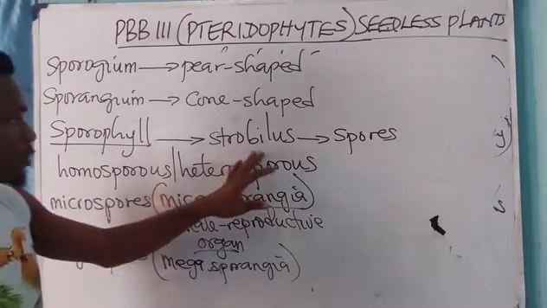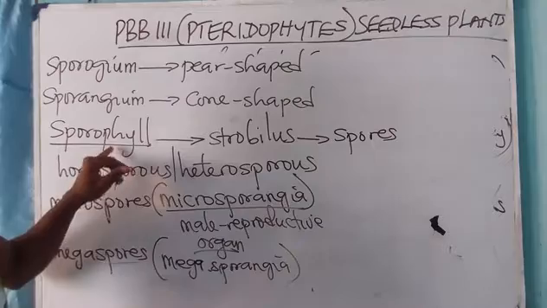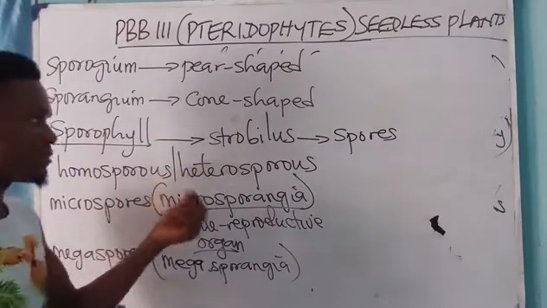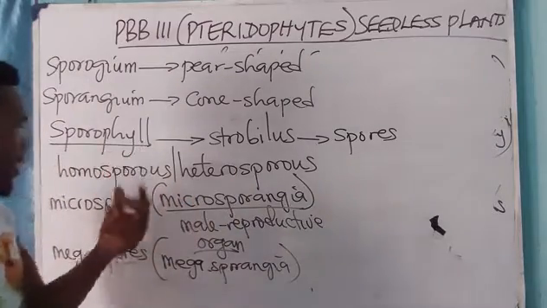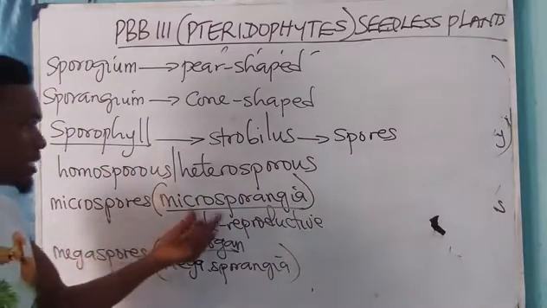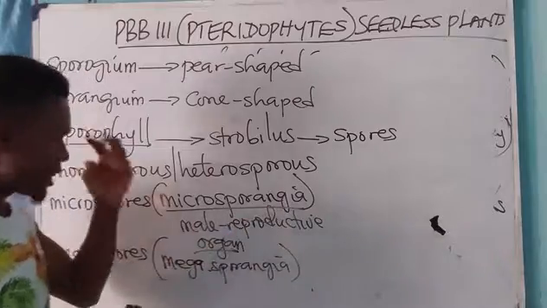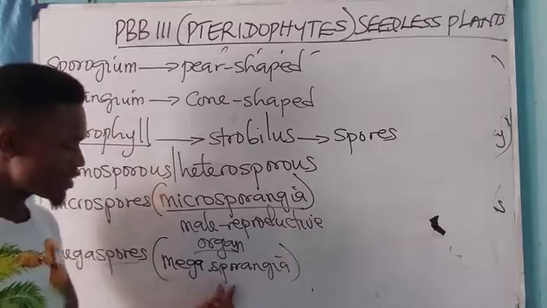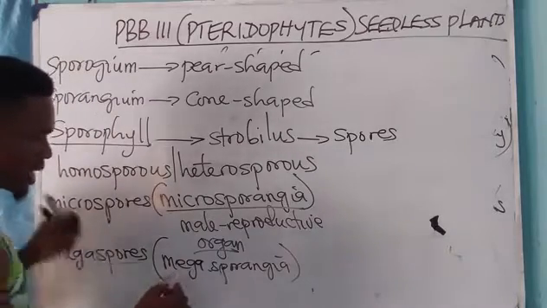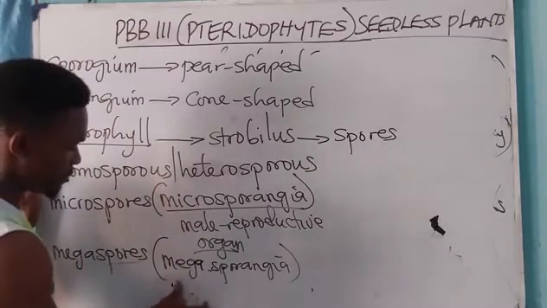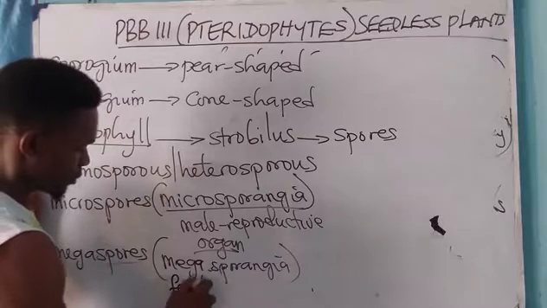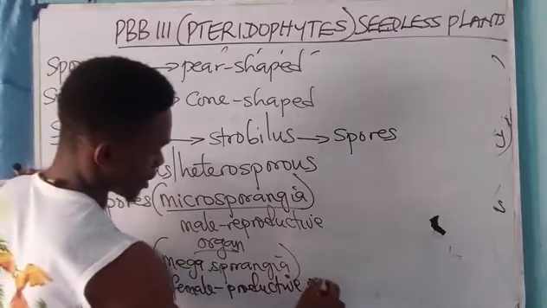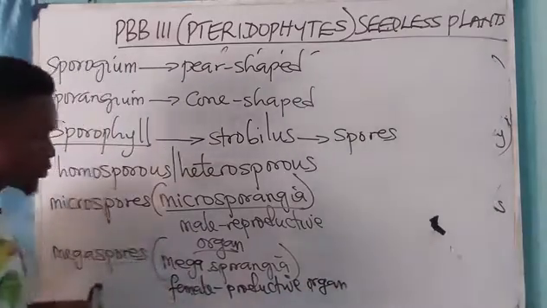Sporophyll forms strobilus and spores are produced by the sporophyll. Spores that are similar in size are homosporous, while the ones that are different are called heterosporous. Smaller spores are called microspores, produced by the microsporangia. Larger spores are called megaspores, and they are produced by the megasporangia. This megasporangia is the female reproductive organ.